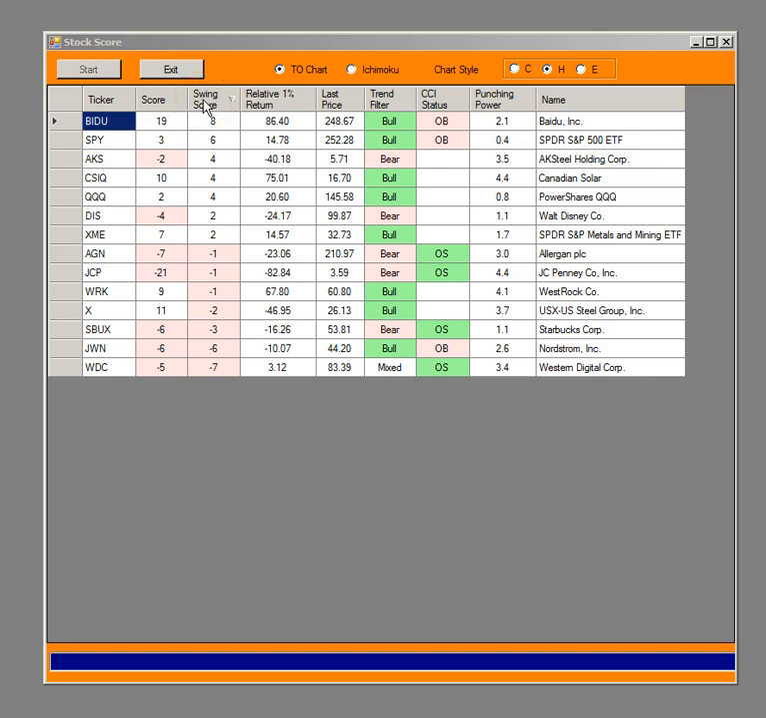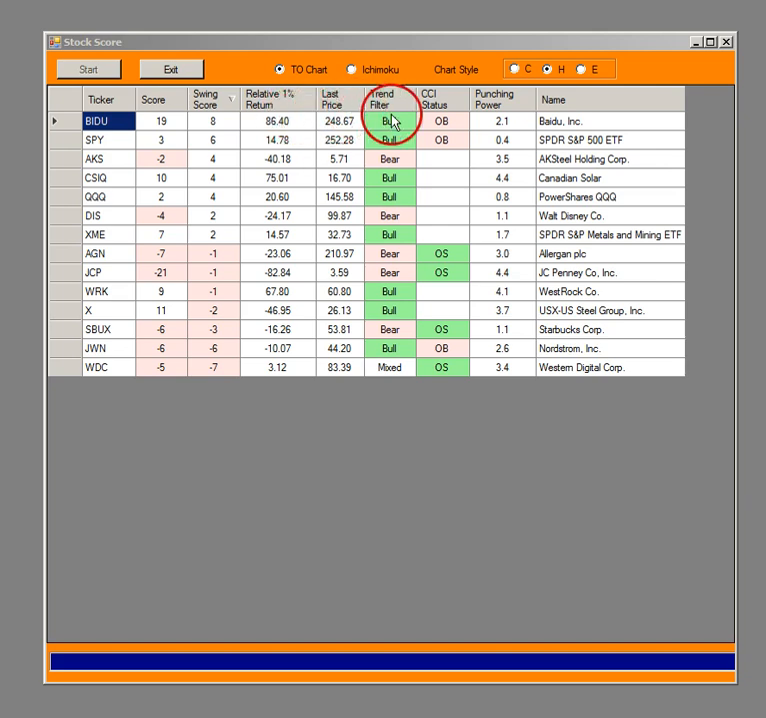The swing score takes some shorter term momentum indicators, groups them together, and extracts a current swing score. And that does range between -10 for very negative and +10 for very positive. This is an interesting column. It's a relative 1% return, and over the last several months it shows what this stock would have returned relative to a theoretical investment that returned 1% annually.